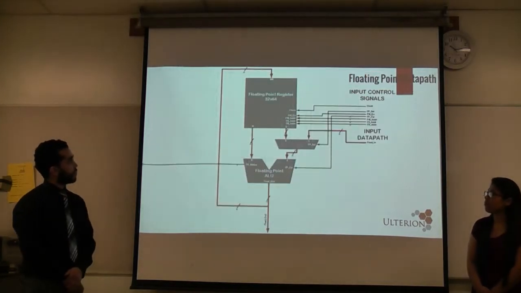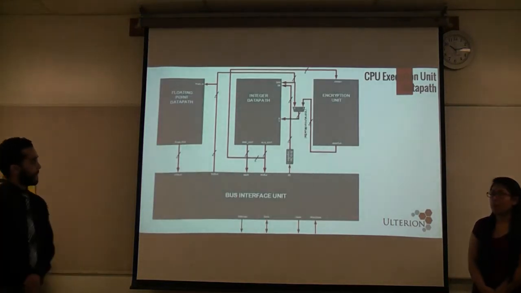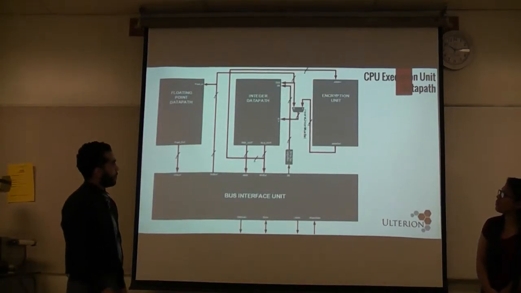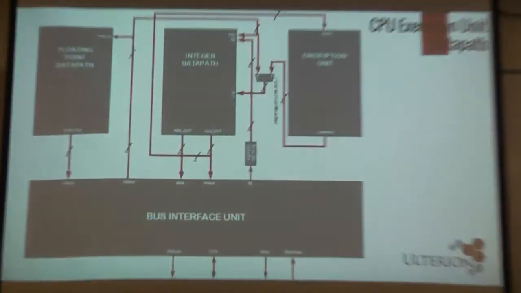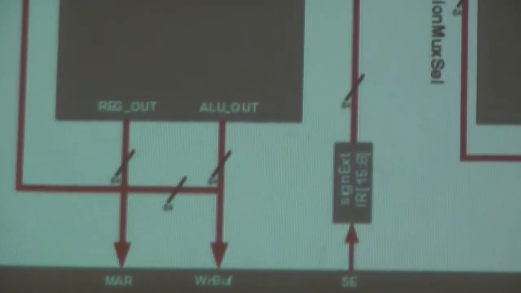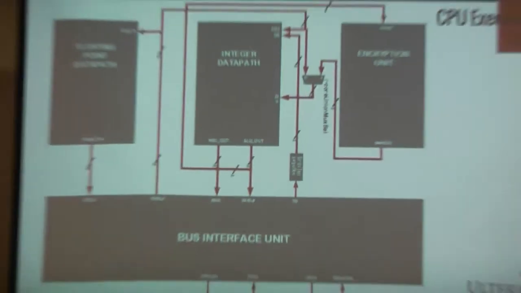Hey, go back, Ruben, for a sec. What's that one little rectangular box there? Right here? Yeah. That's actually a sign extension. Okay. It brings in the bits from IR and extends them.